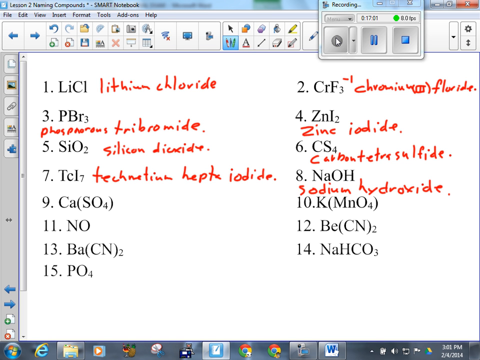Okay, for the next one here, this is the one we did as the example. So we'll just write in calcium sulfate. And if you spell that with a PH, that's fine. Don't spell fine with a PH, though, because it's spelled with an F.